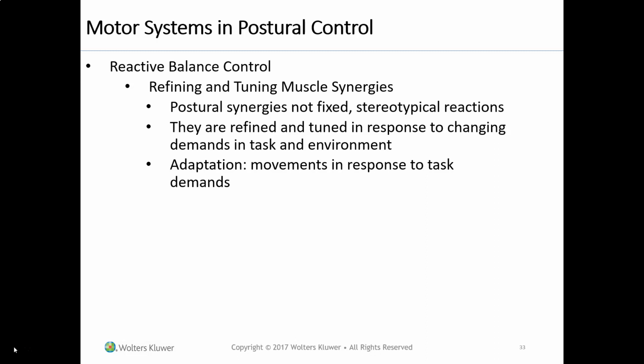So we want to be able to work with a patient. For example, let's say that we're working on a patient's balance and they're going to anticipate you pushing them. Well, sometimes they may overreact and overcompensate, or they may undercompensate. So what we're going to do is work with them to teach them how to react to a slight nudge versus a bigger nudge. And that way they don't overcompensate or undercompensate. So those are things that we want to be aware of.